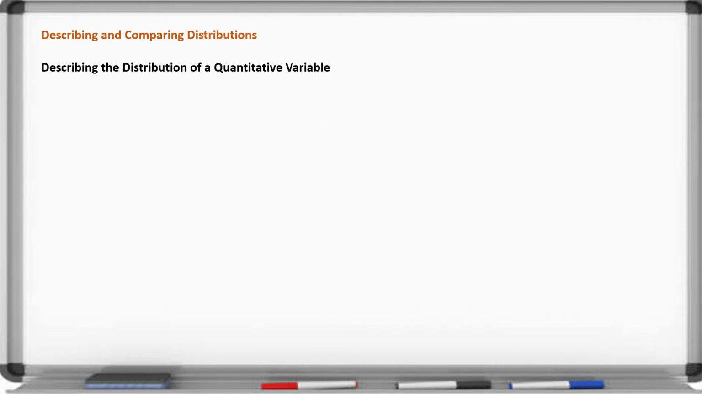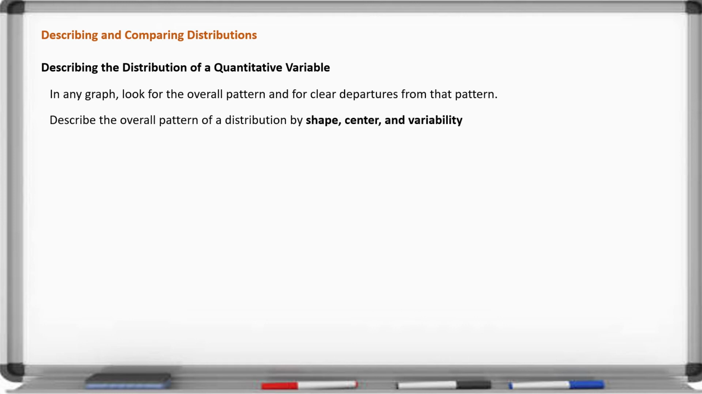So now we're going to describe and compare these distributions to each other. What do we look for when we describe a distribution? Well, in any graph, you want to look for the overall pattern and for clear departures from that pattern. The key is the overall pattern. To describe the overall pattern, you need to use characteristics such as shape, center, and variability.